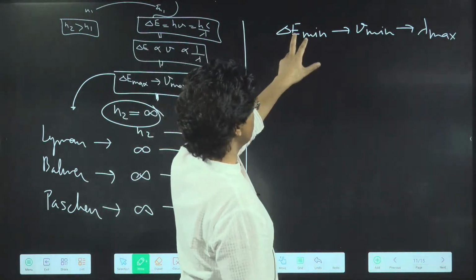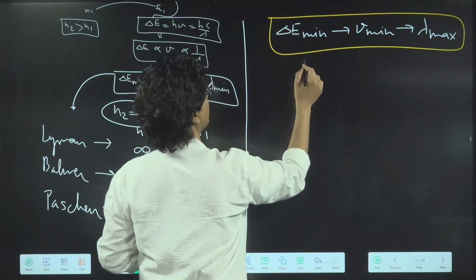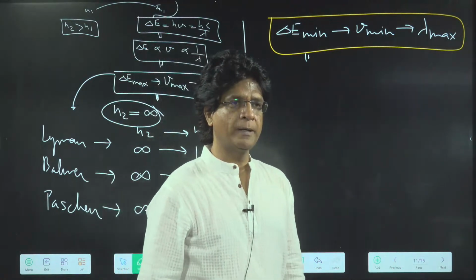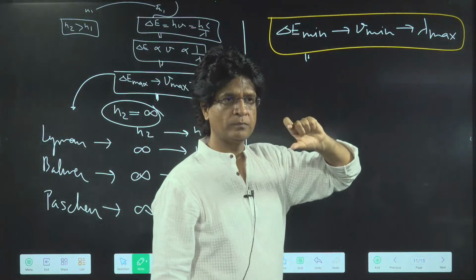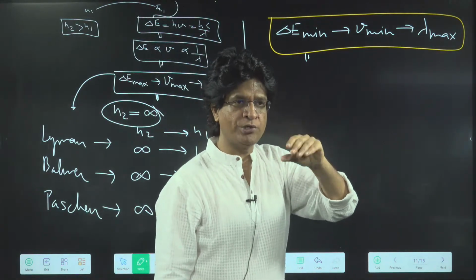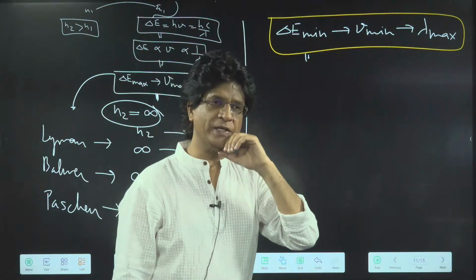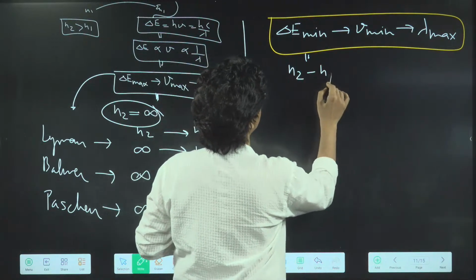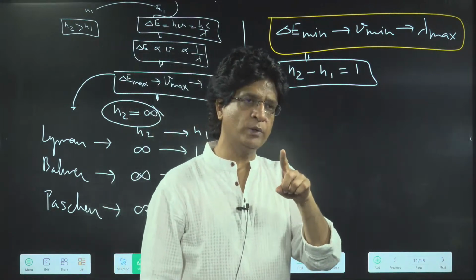If the energy is minimum, lambda will be maximum. Now tell me one thing. Like that, what should I do? What should be the condition so that delta E is minimum? Yes, the gap should be only 1 floor. You should jump just above the first floor. In case of Lyman series, N2 minus N1 should be equal to 1. Agree or not? N2 minus N1 should be equal to 1.